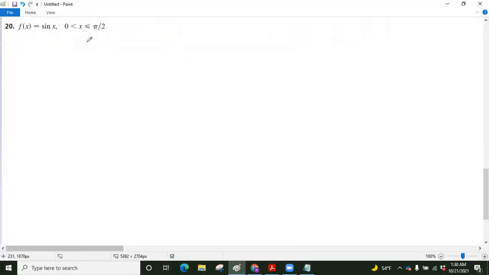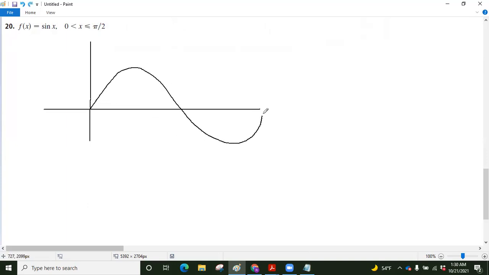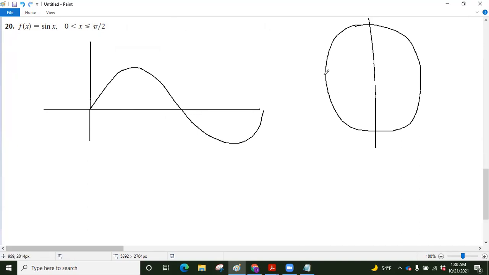So this is the next question here. Essentially what we're given is the graph of sine of x. So if we're looking at the graph of sine of x, we essentially start from the origin, at 0, 0, and then we move in this fashion. And the sinusoidal wave for sine of x is actually derived from the unit circle.